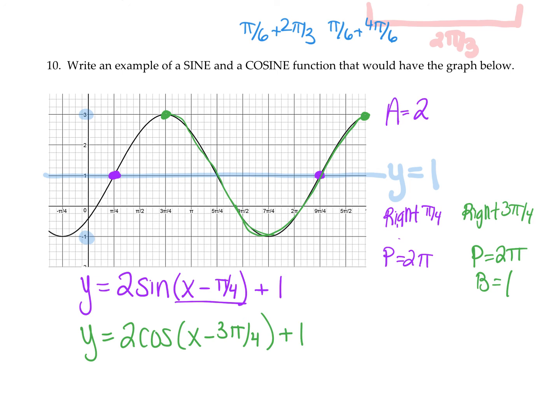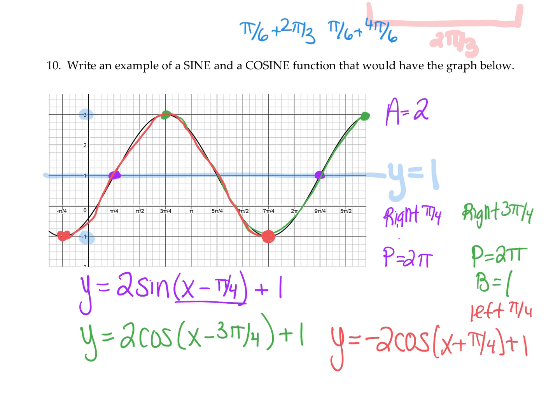Let's say instead of starting there, I was going to do a reflected cosine. So I'm starting here, and my cycle is going to here. It'd be really similar, except instead of 2, I'd have a -2 cosine to show that it's a reflected cosine. And instead of being shifted right, I'm shifting left pi over 4. So I'd have x plus pi over 4. And again, I still have the +1 for that sinusoidal axis.